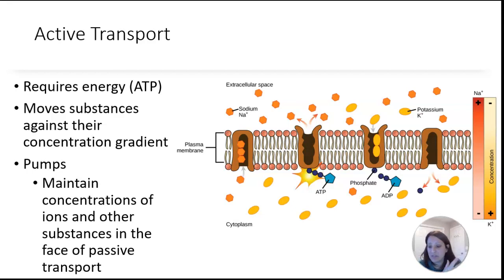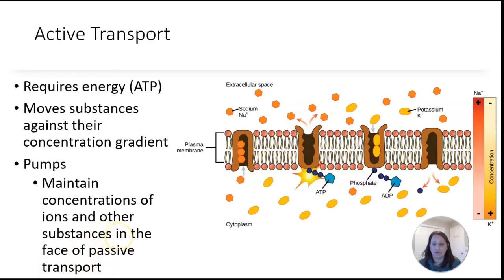In active transport, substances, whatever that substance is going to be, are moved against their concentration gradient. We call active transport proteins pumps, and that's because they're literally pumping whatever it is, an ion or a molecule, against their concentration gradient across that membrane. Active transport pumps are required by cells. Their function is to maintain concentrations of ions and other substances in the face of passive transport and diffusion.